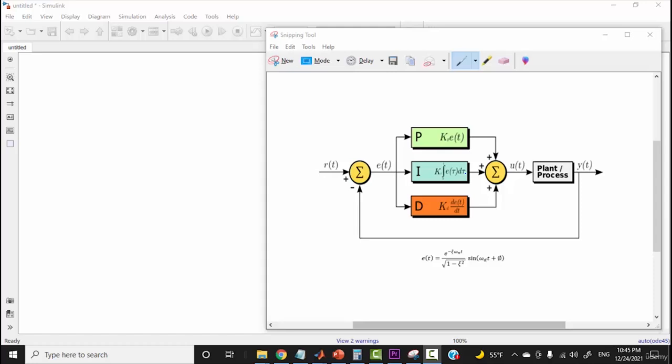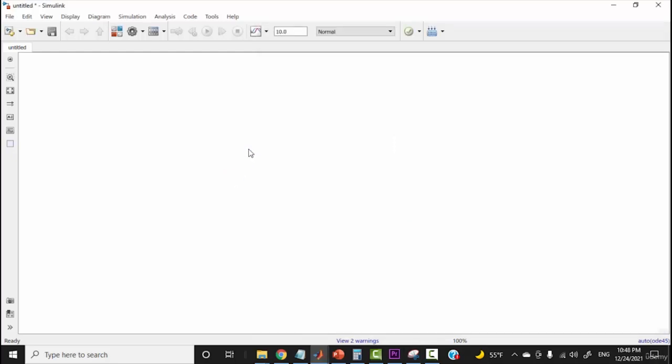Hello everyone. In the previous video I explained the proportional controller, and in this video today I'm gonna explain the integral controller, and also I'm gonna explain another controller called PI controller. From the previous videos we know that the proportional controller cannot eliminate the steady state error, and this is why we need the integral controller. Okay, so let's start simulating the integral controller.